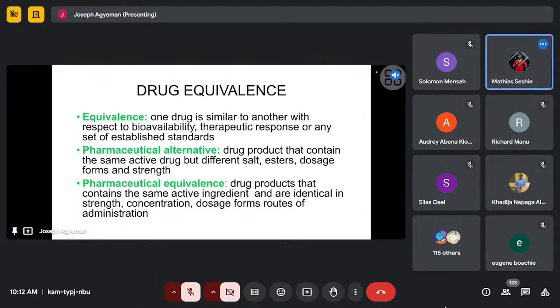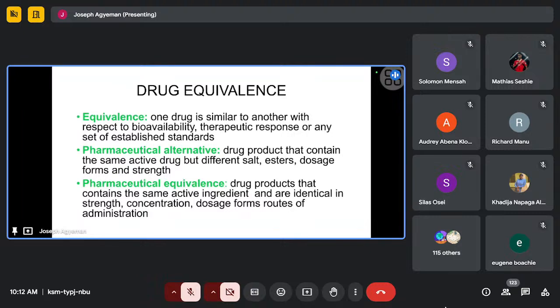Yes, please. Okay, then we have pharmaceutical alternative and pharmaceutical equivalent. What is the difference between the two? So when do we say that two drugs are pharmaceutical alternatives? Drug products that contain the same active ingredient. So you have two drug products. They have the same active ingredient, so diclofenac in drug A, diclofenac in drug B. But they have different salt forms, so diclofenac potassium, diclofenac sodium, or even esters. Or they differ in dosage forms or strength.